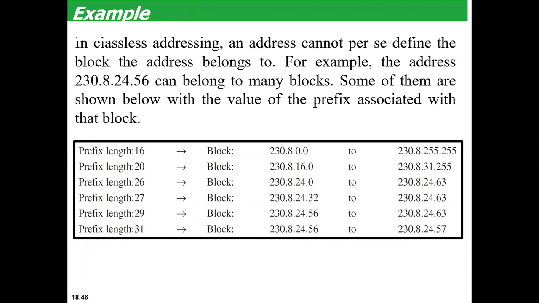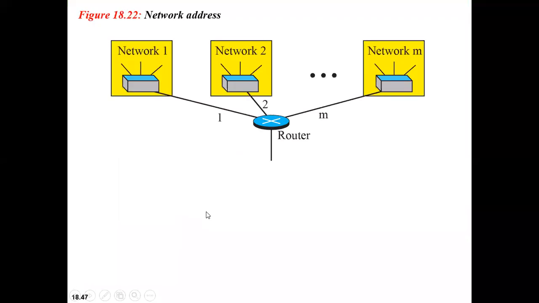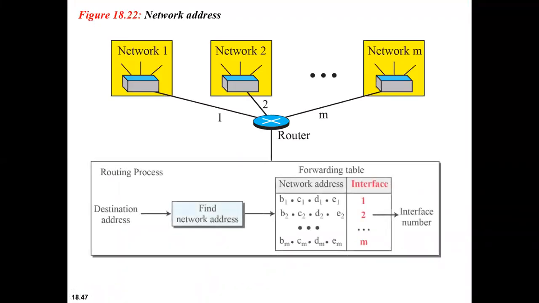This is just an example which shows the value of the prefix associated with each block. You are given some address with a prefix length, and this shows the prefix value associated with each and every block. If I give some address, I cannot say which block it belongs to because each block has a different, variable size. The next topic is the network address. What is this network address?